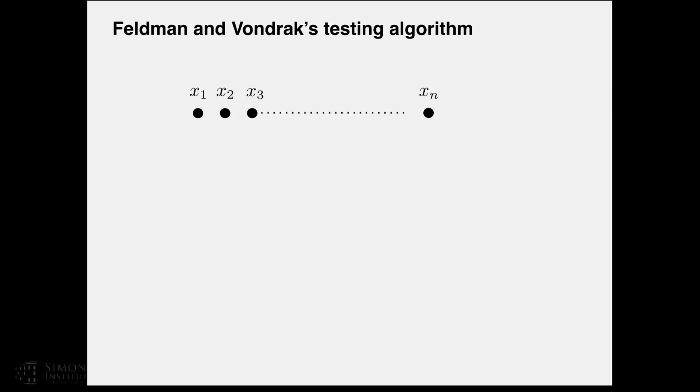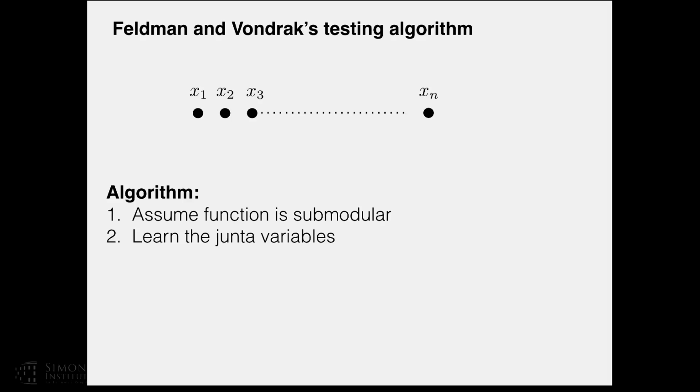And here is the testing algorithm, a brief outline. They first assume that the given function is submodular, and then learn the variables of the junta the function is close to.